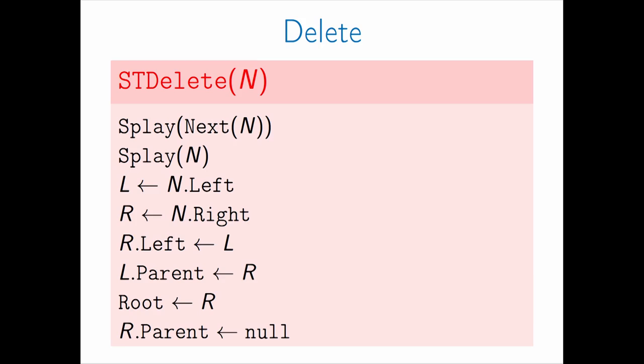So the code for delete is you splay the successor of n to the root. You then splay n to the root. And then we just need to remove n and promote its successor. So we let L and R be the left and right children of n. And basically what we have to do is we need to make R become L's new parent and L R's new child, and then set R to be the root of the tree. And once we've rearranged a few pointers, everything works.